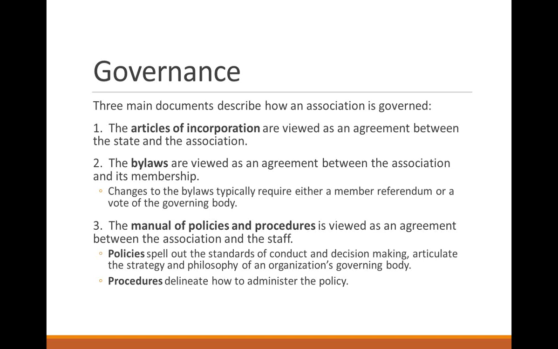And then third is the Manual of Policy and Procedures, and these are viewed as an agreement between the association and the staff. So policies really spell out the standards of conduct and decision making. They articulate the strategy and philosophy of an organization's governing body. Really, they get down into how do you enact the bylaws? And then procedures delineate how to administer the policies.